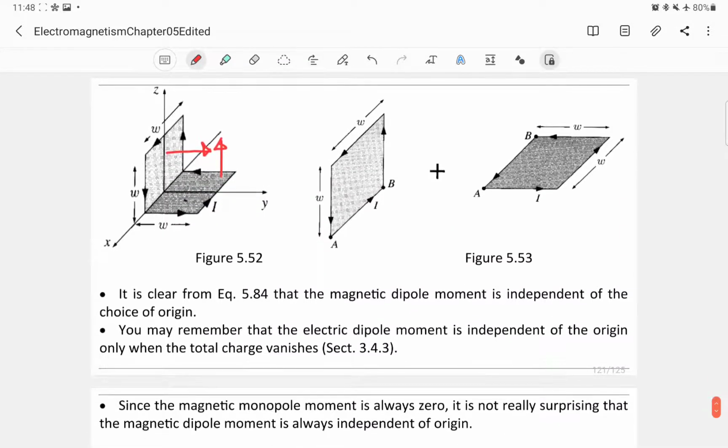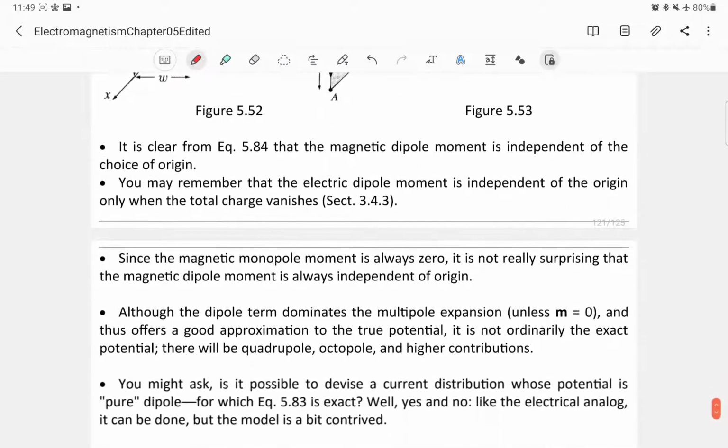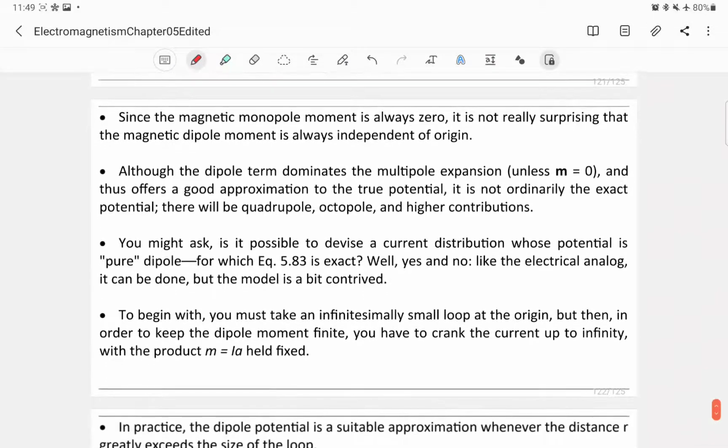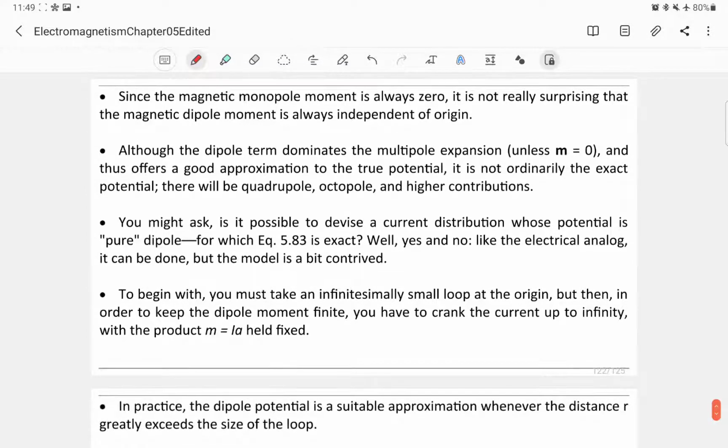So it is clear from equation 5.84 for the magnetic dipole moment that it is independent of the choice of origin. You may remember that the electric dipole moment is independent of the origin only when the total charge vanishes, if you go back to the multipole expansion. Here it is independent of the origin, as the magnetic monopole moment is always zero.